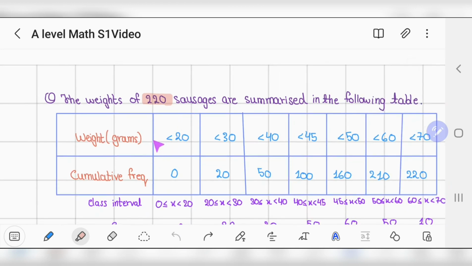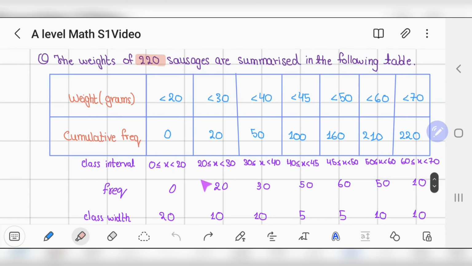So right now, literally, this interval should look like this, right? From 0 to 20 the frequency is 0. From 20 to 30 the frequency is 20. 30 to 40, 30. 40 to 45, 50. 45 to 50, 60, and so on. And now you can see if I write down less than 30, then I do 0 plus 20, 20. Less than 40, then 20 plus 30, 50.